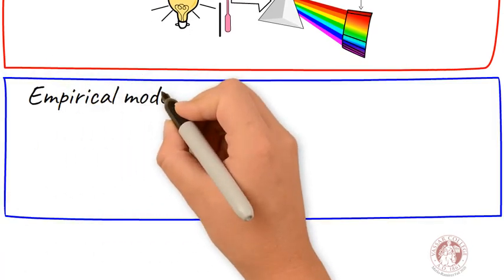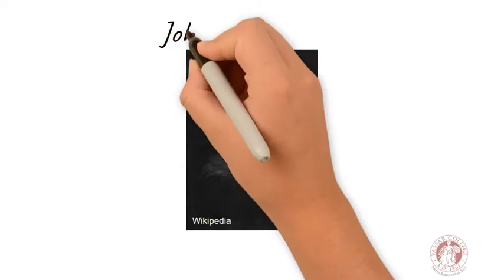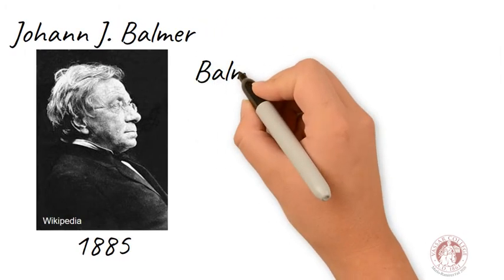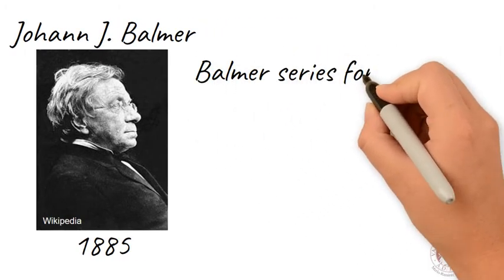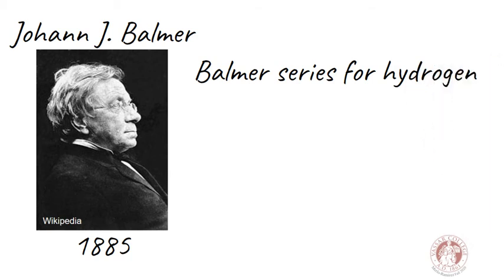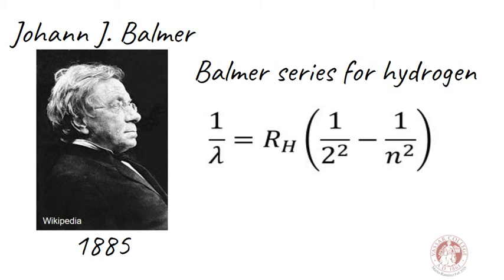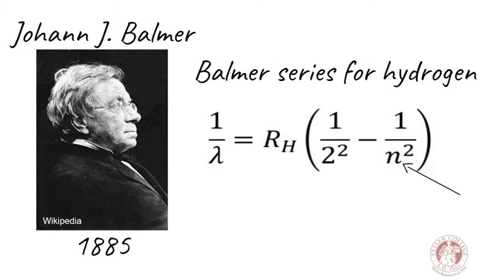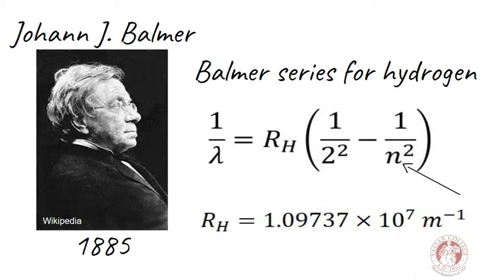An empirical model was proposed by Johann Balmer in 1885. This model allowed the prediction of the hydrogen spectral lines. The series of emission lines given by the Balmer formula is called the Balmer series for hydrogen. And the model has the following expression, where n is an integer number larger than 2. It refers to the order of the spectral line position. And R_H is a constant.